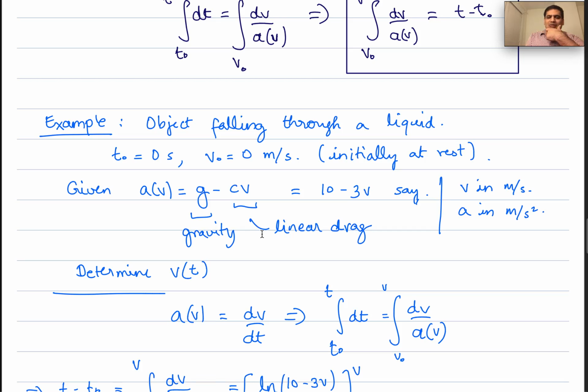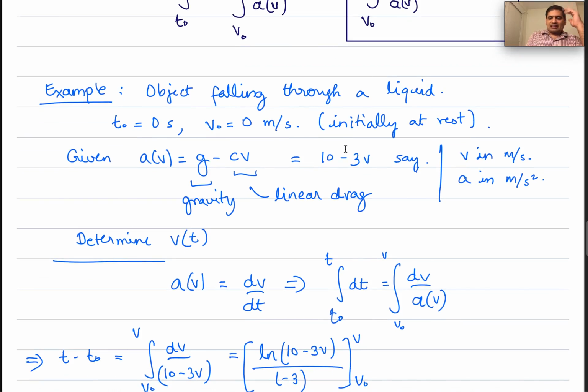This, by the way, is sometimes called linear drag because the drag force is proportional to velocity, as opposed to, say, velocity squared. If it's proportional to velocity squared, it might be called quadratic drag, and objects moving at a high speed actually have more like quadratic drag. In any case, this is the equation that's given, and we have to determine v of t, as the problem statement says.